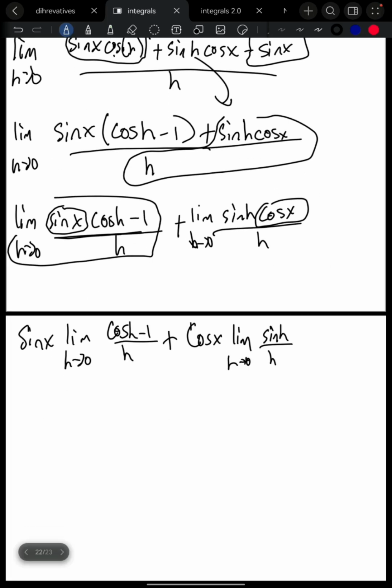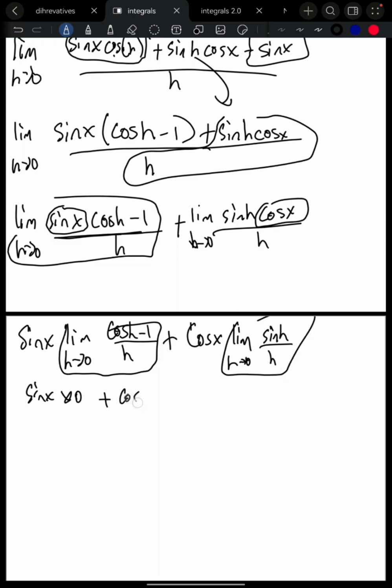And you've got to know your limits. This one is just 0. So this is sine x times 0, and this limit is just 1, so this is just cos x. So the derivative of sine x is cos x, because this is 0, this cancels out, and this is cos x.